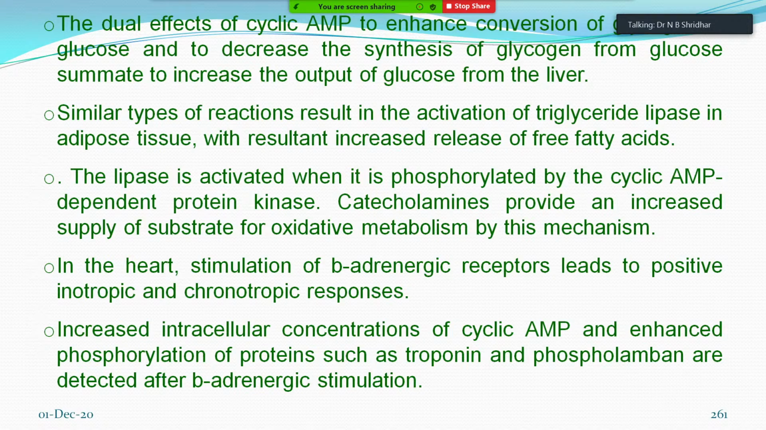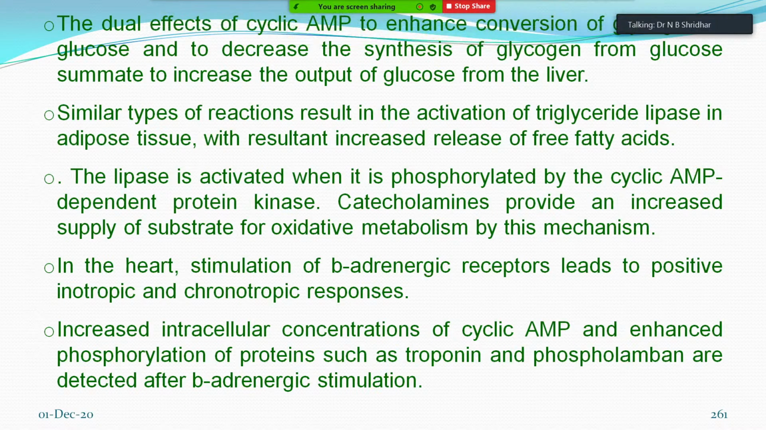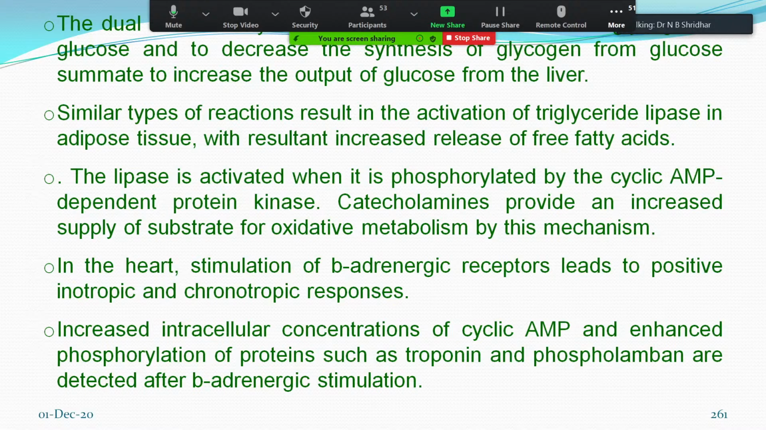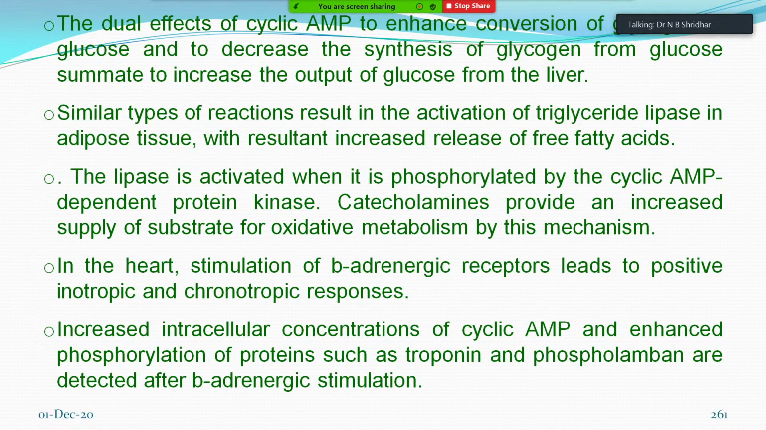So these mechanisms are a little bit exhaustive and complicated, but you should know how glucose is produced when there is a fight and flight reflex to combat the body requirement of glucose. And catecholamines provide an increased supply of the substrate for oxidative metabolism by this mechanism.